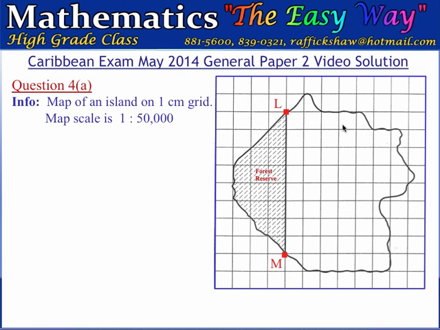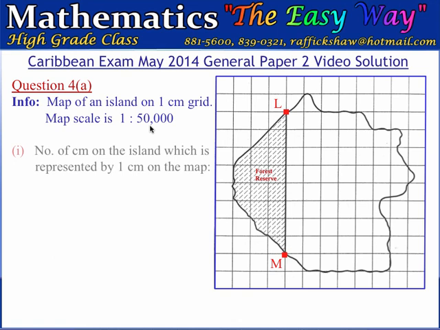We are now at question 4 of this CXC CSEC May 2014 General Paper 2 exam video solution. And in this question 4, we are given a map of an island on a 1 centimeter grid, and we are told that the scale of the map is 1 to 50,000. That is, 1 unit on the map represents 50,000 units on the island.